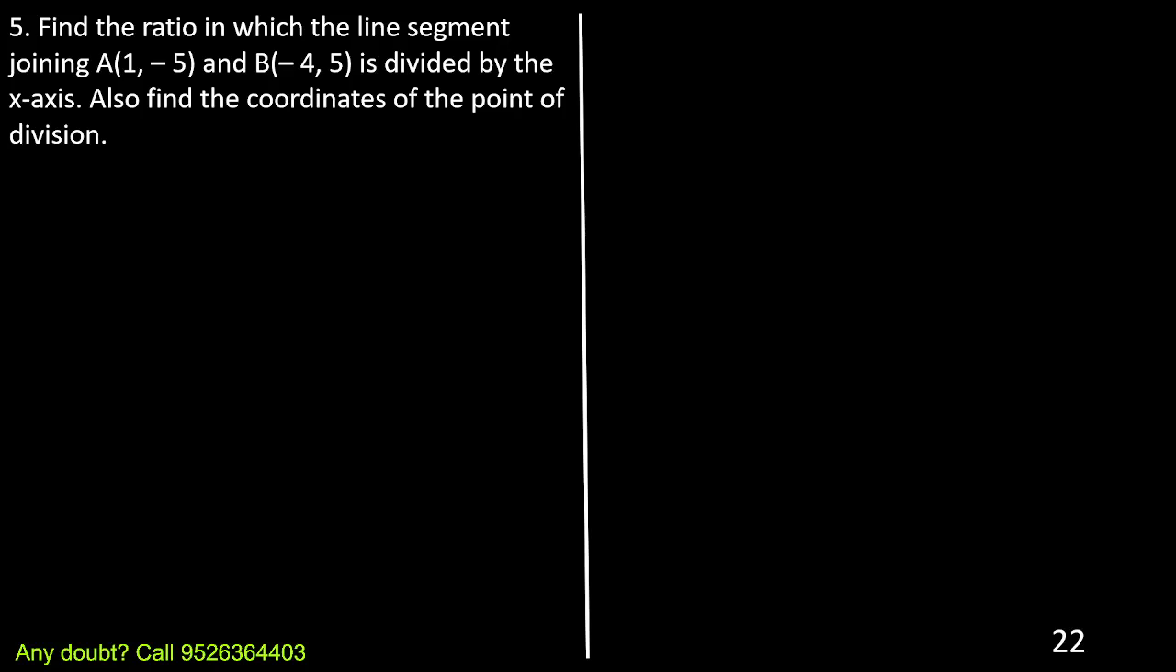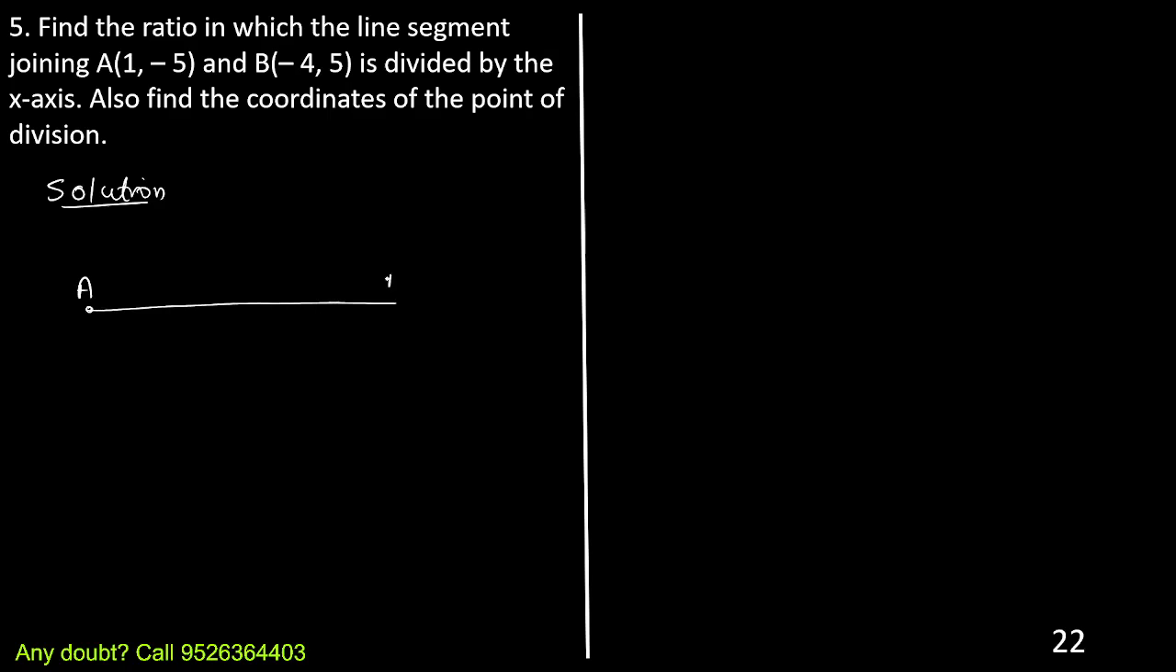Look at this question. Find the ratio in which the line segment joining A (1, -5) and B (-4, 5) is divided by the x-axis. Also find the coordinates of the points of division. So, how to do this question? Let me draw a rough picture.